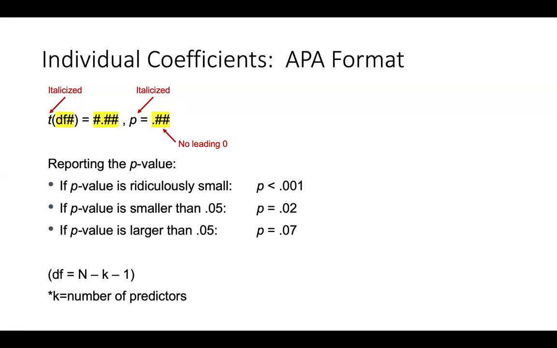So you'll use your t. Your degrees of freedom are going to be a little different. I don't know why, but Jamovi doesn't include degrees of freedom for you, and so you have to do a tiny bit of calculation. But the degrees of freedom is the sample size minus the number of predictors minus one. And then you would report your t statistic, a comma, and then your p. Both the t and p are italicized. And then report your p-value. And again, your p, if it's really, really small, less than .001.